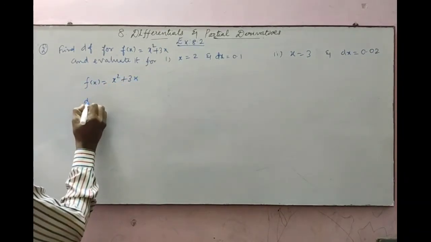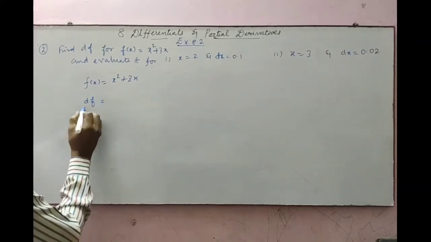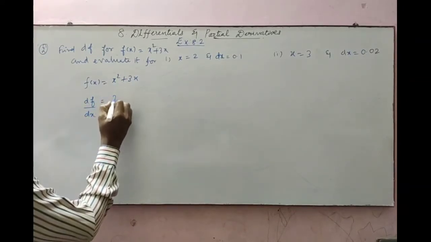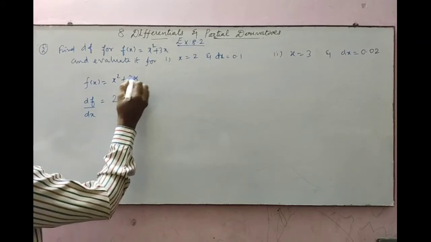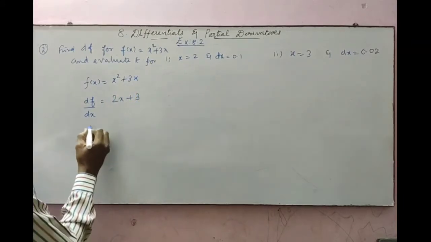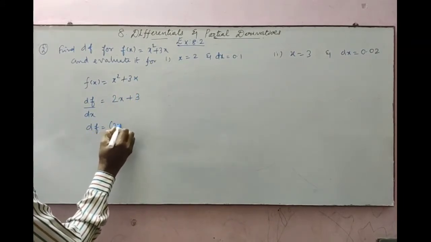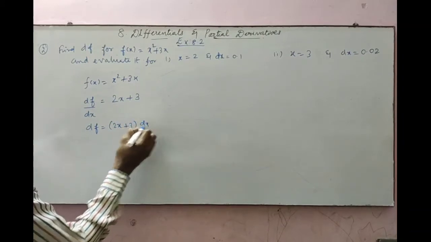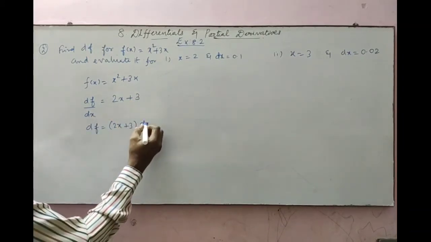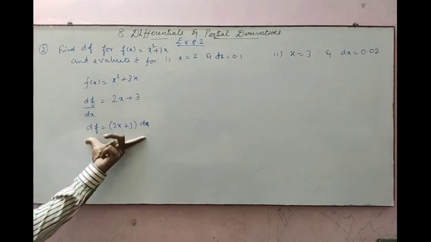I am going to differentiate this. You will get df by dx. If you differentiate the x square, you will get 2x. If you differentiate the 3x, you will get 3. So df is equal to 2x plus 3 into dx. If you take this to the right side, it becomes into dx. So this is the differential.